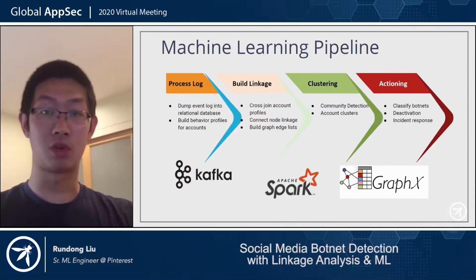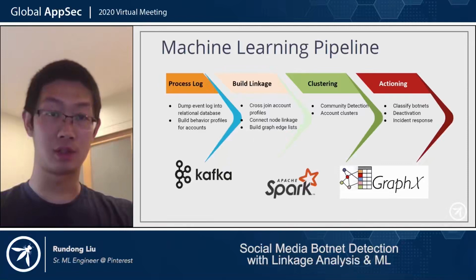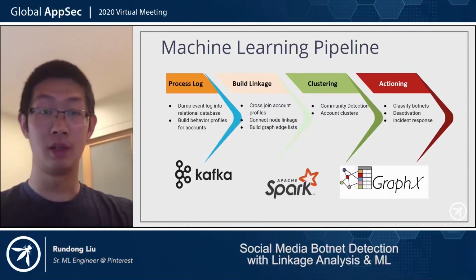After we have profiles for all accounts, we can start to build the bot linkage. We will cross-join account profiles and count every 2 accounts if the link between them satisfies the linkage definition. After that, we will have an account connection graph in edge list format. Once we have the graph, we can perform graph learning algorithms. We will perform graph-based clustering, and after community detection, we will have different clusters of accounts. So after this stage, each account is assigned a unique cluster ID.